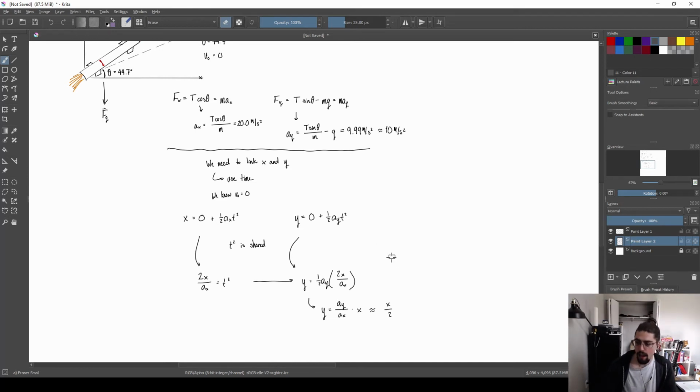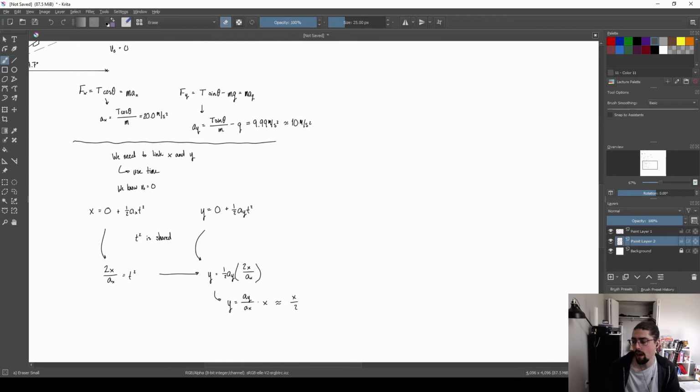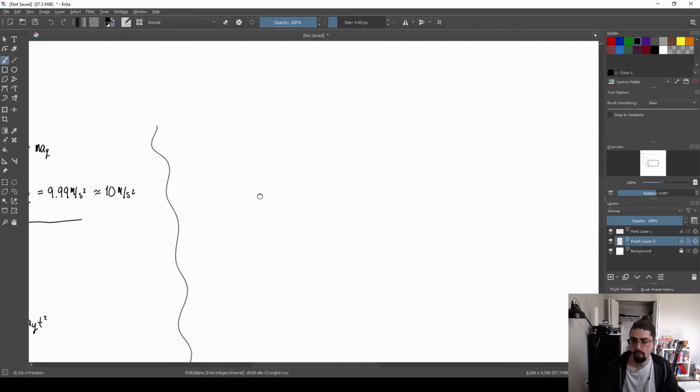So let's dive into part C here. We're asked to find what happens when we reach the speed of sound. Let's do that. What is y when v is equal to 330?